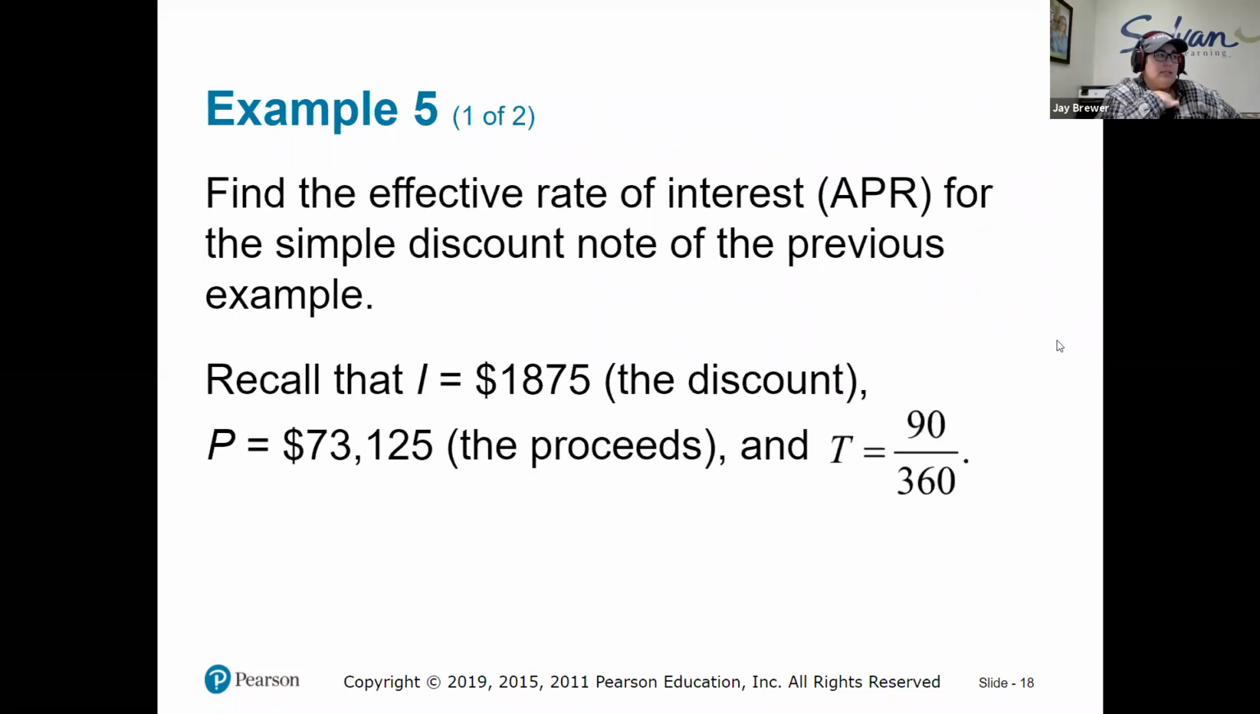All right, let's work some examples. Find the effective rate of interest, APR, for the simple discount note of the previous example. Recall that I was equal to 1875, the discount, and that the proceeds are 73,125, and time was equal to 90 over 360. That's just repeating what we had before.